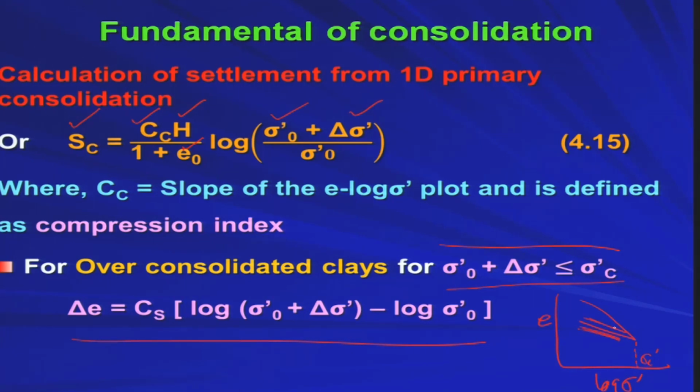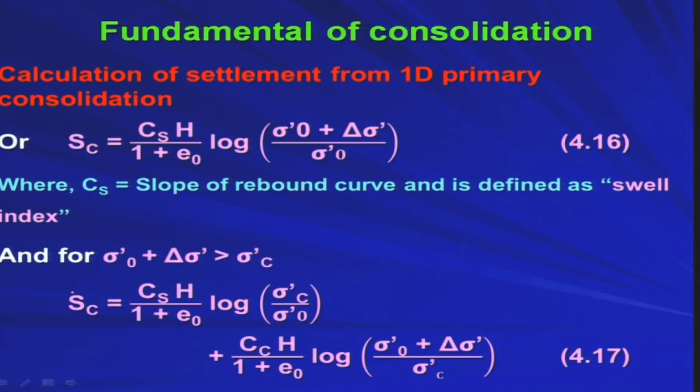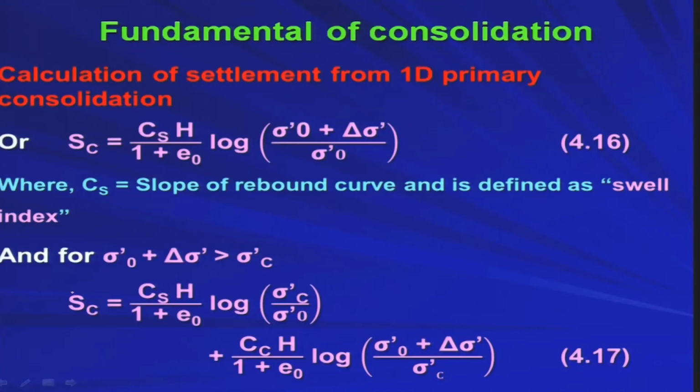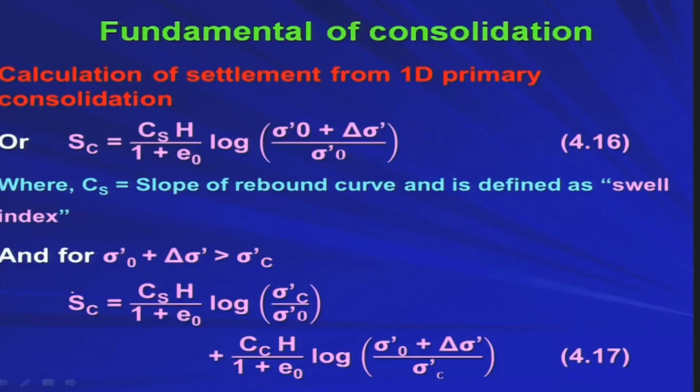Now, if I put in the equation for delta e, we get Sc is equal to Cs into H by 1 plus e naught into log of sigma naught prime plus delta sigma prime by sigma naught prime. Now, what is Cs? Cs is nothing but the slope of the rebound curve, that is the unloading curve, the part I showed you, and it is defined as the swell index. That means you are allowing the soil to swell, that is, whatever load you applied, now you are coming back. So Cs is known as the swell index.